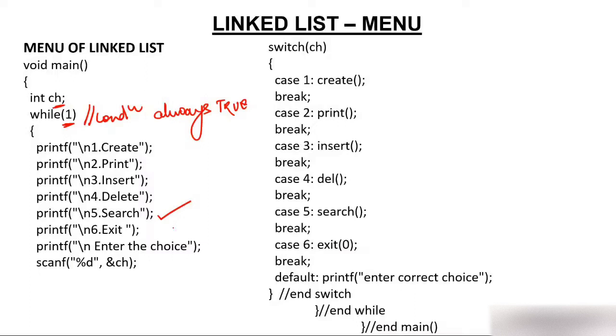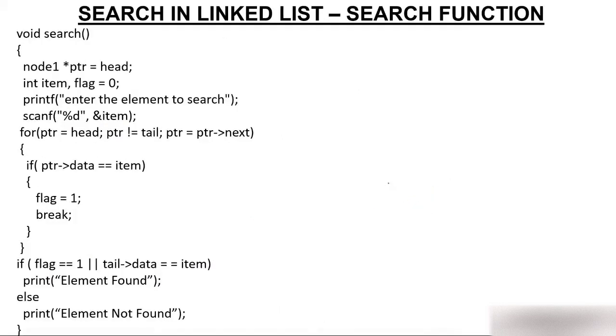My job is to search. I'll press 5. The moment I press 5, because it's asking me to enter the choice, switch will have 5. I'll jump to case 5, and in case 5 I'm calling the search function. So let's see the search function.